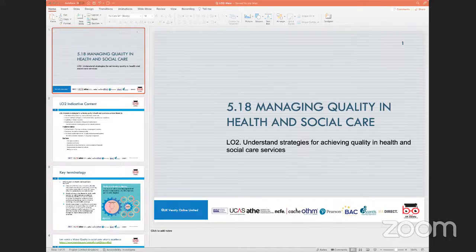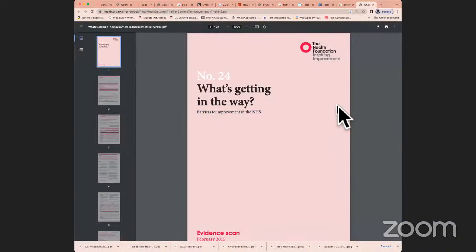Now, one last thing I'll look at, when I talk about barriers, is that I'm also going to be uploading an article from the Health Foundation, and I'll briefly show that to you before we close the session. This article talks specifically about barriers which are impeding improvement within the National Health Services.